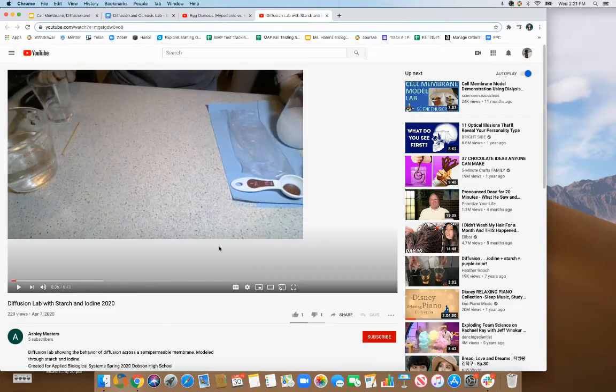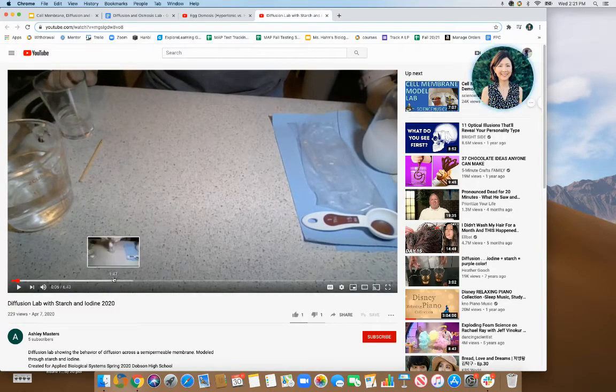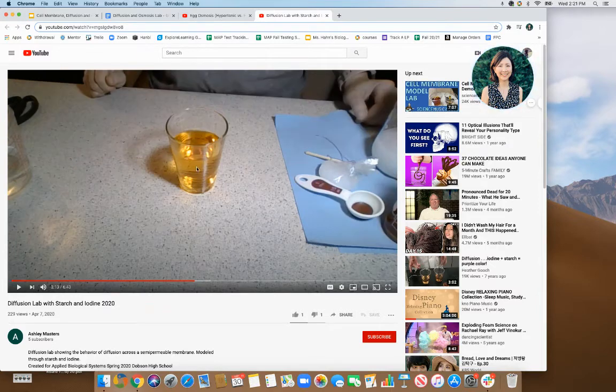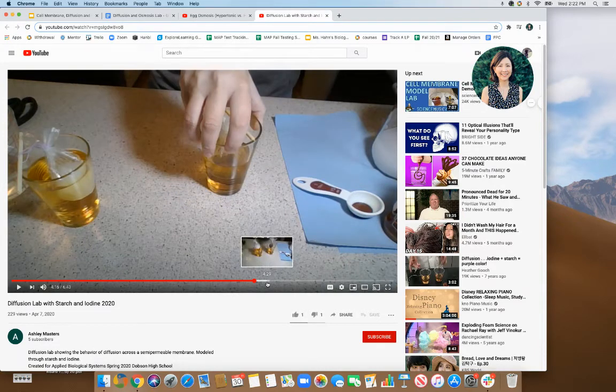But basically, you are going to see her put a little cup of iodine and water. So that's iodine and water. And then she's going to make a little bag and fill it with starch. And this bag is representing our cell with a selectively permeable membrane. So that it may or may not let the starch in or out, and it may or may not let the iodine in or out. Okay, so this was the setup.